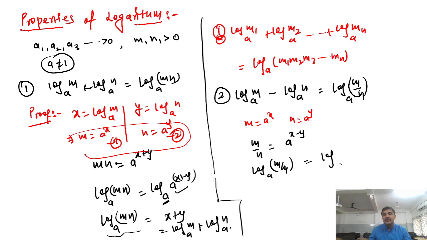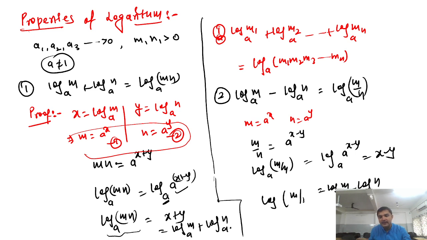log of a power x minus y base a. Now which is again equal to what? x minus y. And x minus y is nothing but log m minus log n, right? Log m minus log n is equal to what? Log of m by n, right? So difference can be converted into division, and sum can be converted into product in case of logarithm, provided the bases are the same.